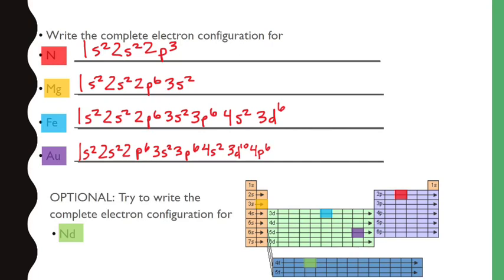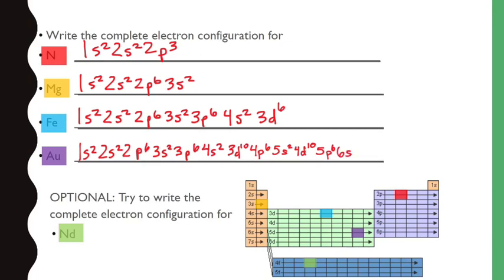Then down to that 5th row, 5S. Go 2 spaces. Then down into the 4 D's. Go through all 10 of them. Finish out the 5th row with the 5 P's, all 6 of them. We're almost there. 6th row starts with 6S.